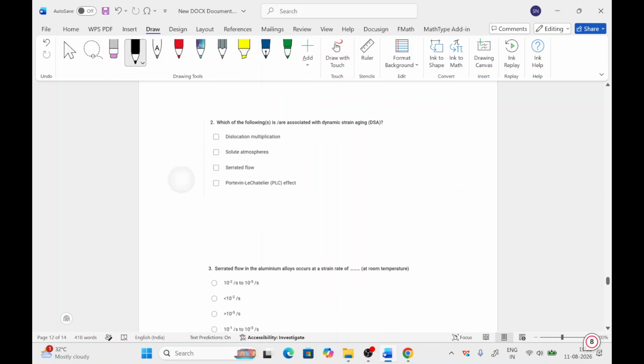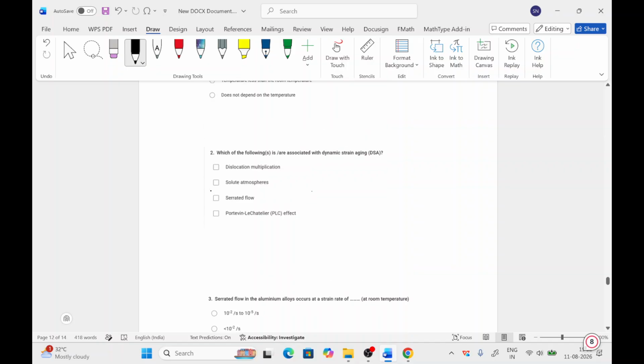Second is which of the following are associated with dynamic strain aging? So in dynamic strain aging, the serrated flow occurs, the solute atmosphere is present in the material, and the solute atmosphere locks the dislocation. So the PLC effect is there. So B, C, and D is correct.